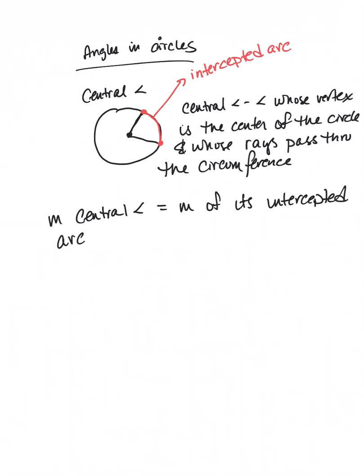Okay, so in other words, here's an easy one. Let's say a central angle is 90 degrees, right? Then its intercepted arc would be 90 degrees, which makes sense because this is 1/4 of the circle, which is 1/4 of 360 degrees. So a 90-degree central angle makes sense that that would be a 90-degree intercepted arc. So that's the way central angles work.